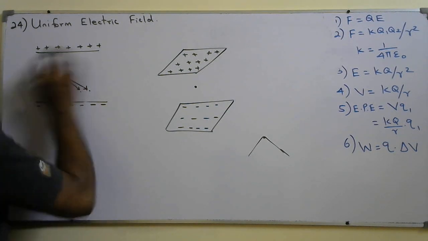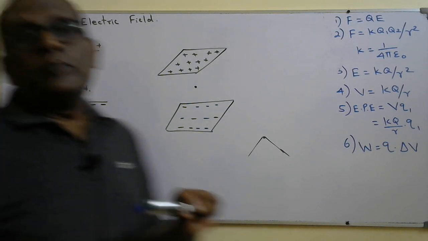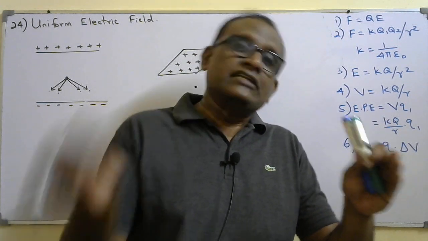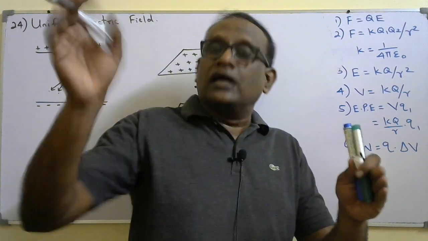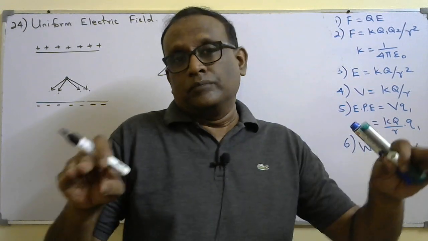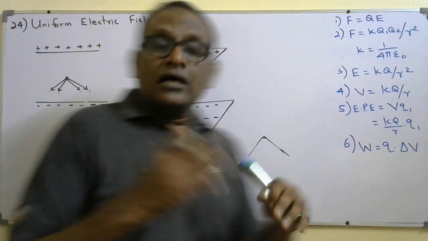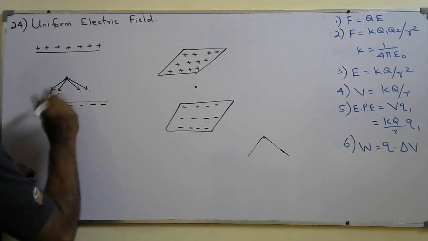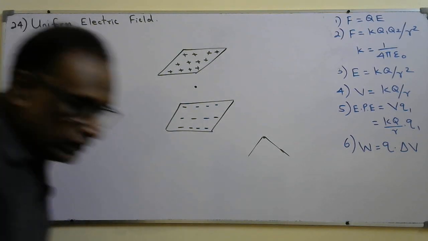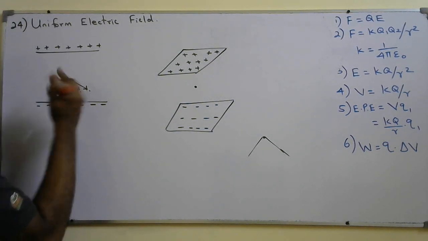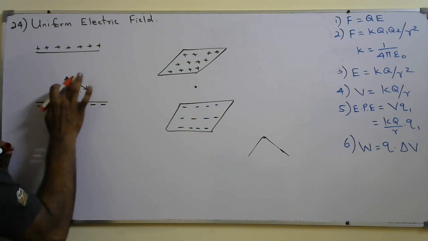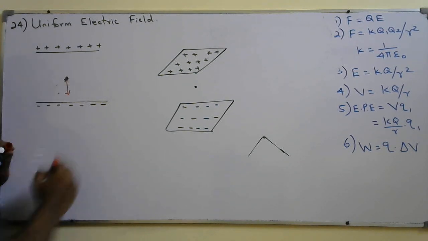So finally, the vertical component of the force will remain. All the horizontal components of force will be cancelled by the opposite force created by the other charge. So all the horizontal forces are cancelled, and finally it will have only the vertical force as the net force. So the resultant force is vertically down. Therefore, the electric field lines are vertically down.